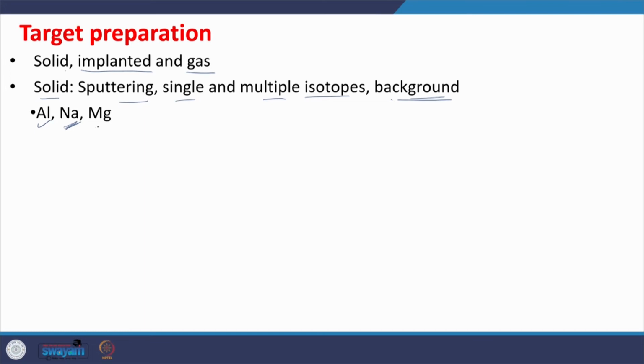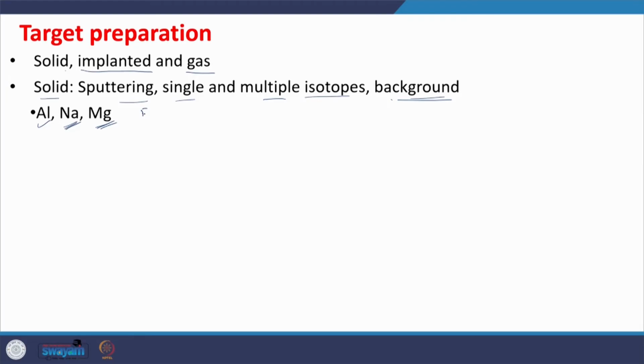Another challenging case is magnesium. If you take the 24, 25, 26 isotopes of magnesium, natural magnesium has all these isotopes, and the projectile can initiate reactions with all these isotopes. So, how to avoid this? Very simple. Go for isotopically enriched target material. Of course, it will be costly, there is no doubt.